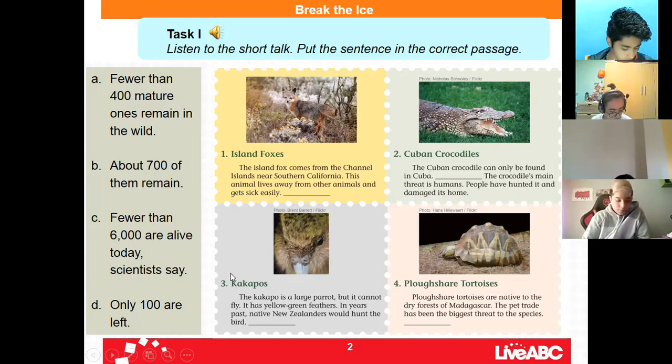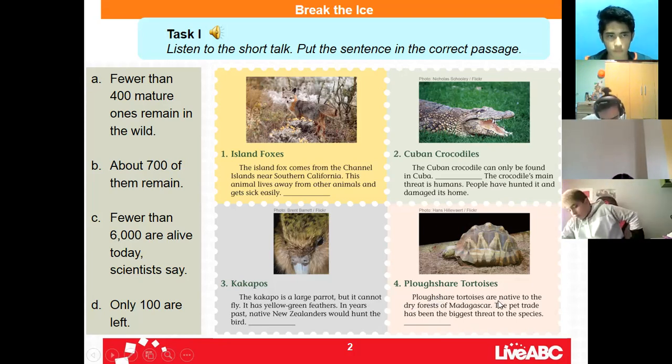Diaz Maverick, please, number 3. The kakapo is a large parrot, but it cannot fly. It has yellow-green feathers. Thank you. The kakapo is a large parrot. Es un ave, ¿no? And finally, number 4, Burgos Mateo, plush-haired tortoise.